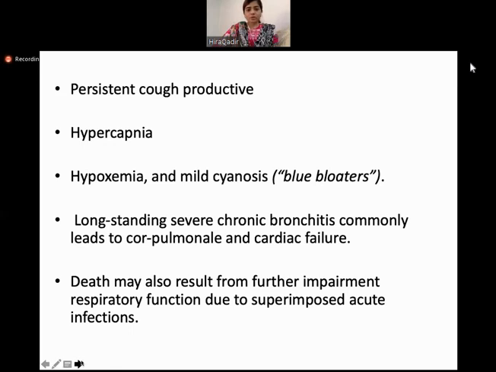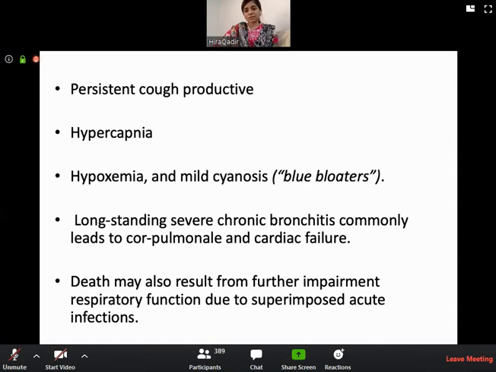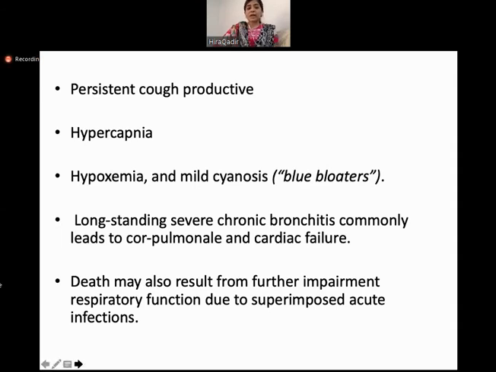Okay, so what are the signs and symptoms of a chronic bronchitis patient? There is cough. Why is there a cough? Because there is hypersecretion, there is mucus plugging, there is inflammation. This means there is sputum with the cough. And hypercapnia. Hypercapnia means more carbon dioxide.